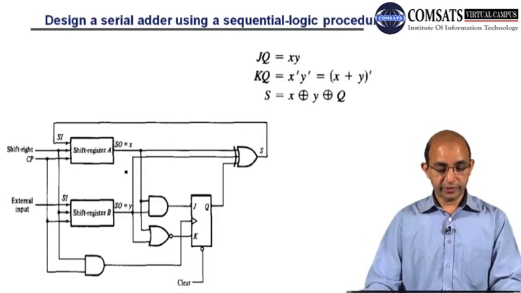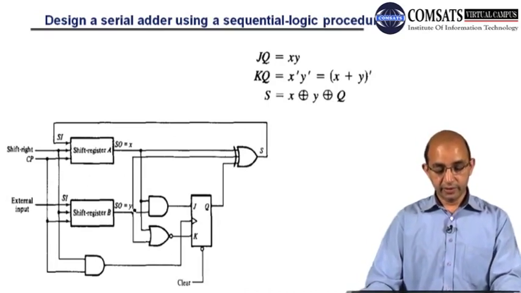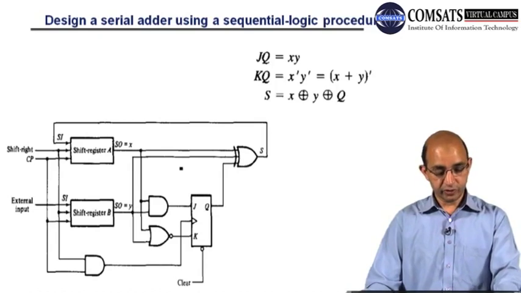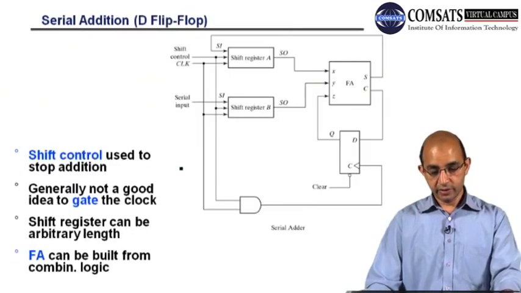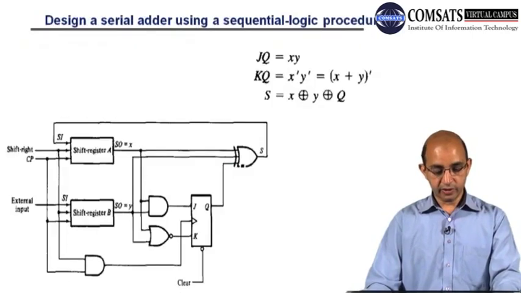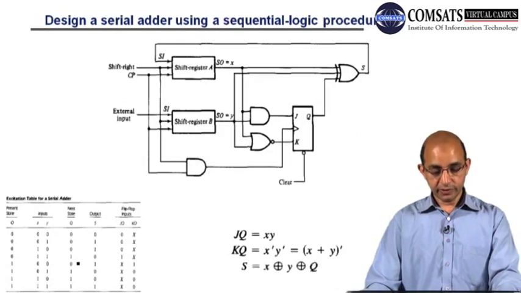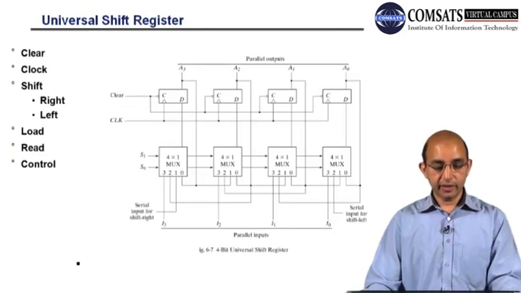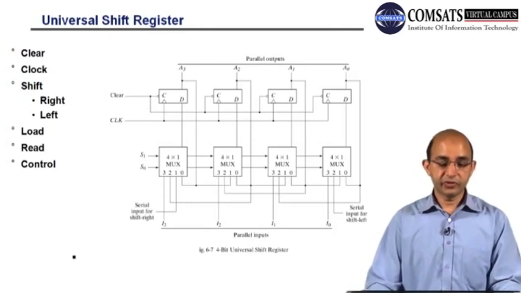So again here we have the same sort of circuitry, shift register, right? But the flip-flop has been changed and the combinational logic is also different. If I talk about this circuitry, you can see that we have some different combinational logic, right? We have a XOR, AND, and NOR, and AND, right? So this is the shift register. And then we can have a universal shift register, right?